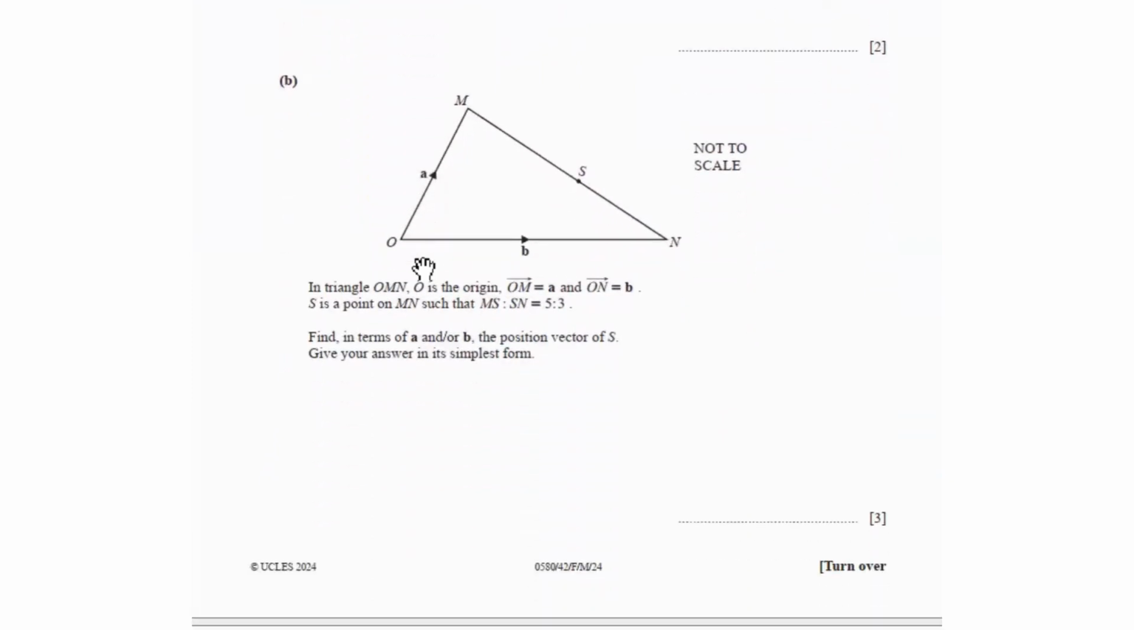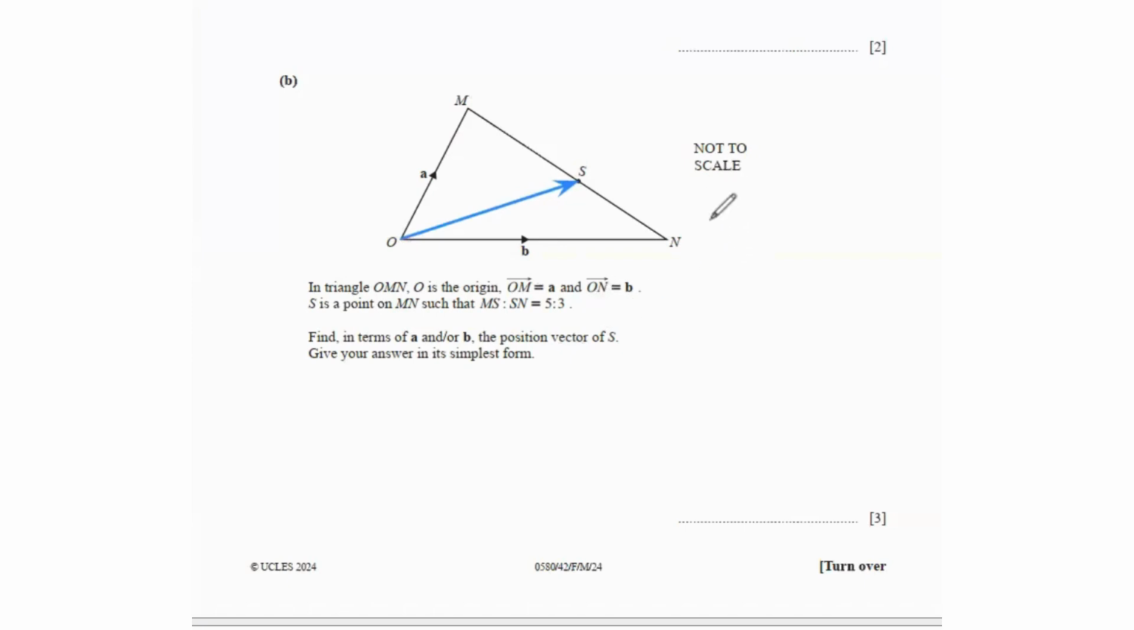Part B says in a triangle OMN, O is the origin, OM is the vector A, and ON is B. S is a point on MN such that MS to SN is 5 to 3. Find in terms of A and or B the position vector of S. Give your answer in its simplest form. We have to find the position vector of S, that means OS. And OS is this. This is what they want us to find.